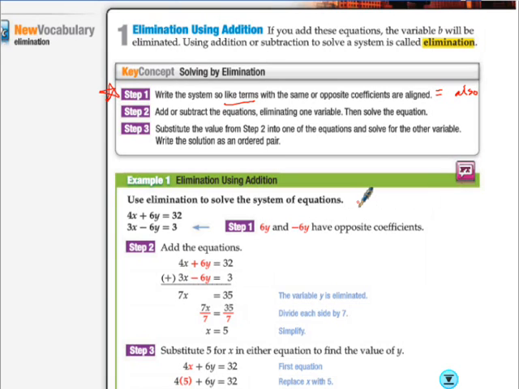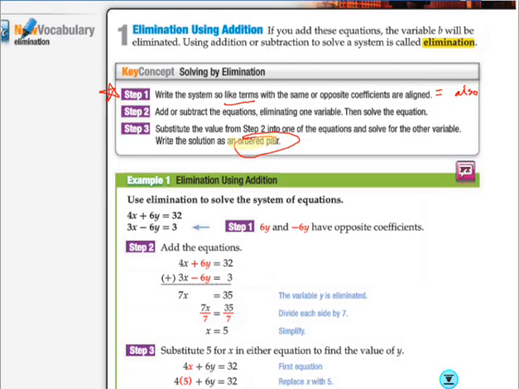Then we're going to add or subtract, which will eliminate one variable, and solve the equation. Then we're going to substitute the value from step two into either one of the equations and solve for the other, and then write our solution as an ordered pair. Also important, because we are solving systems, so our answer is an ordered pair.